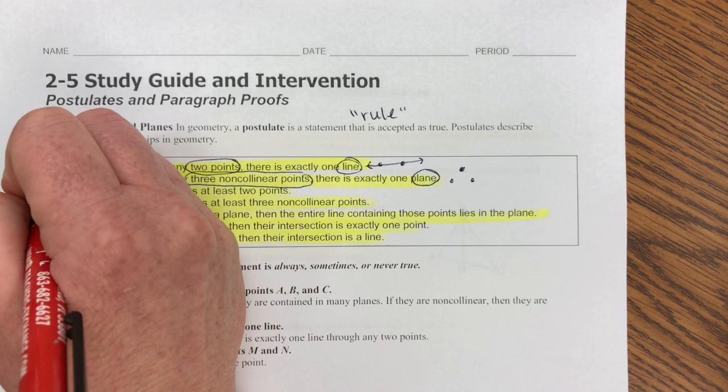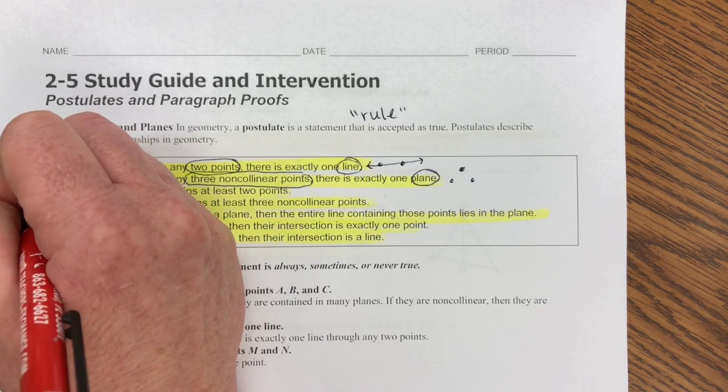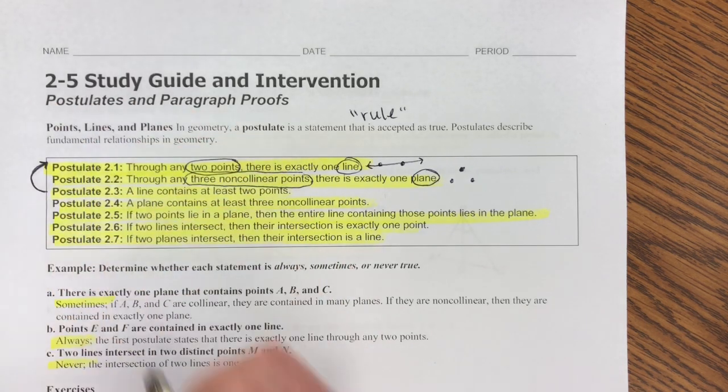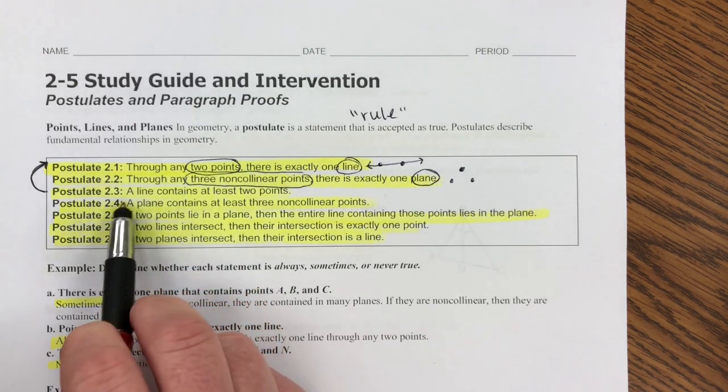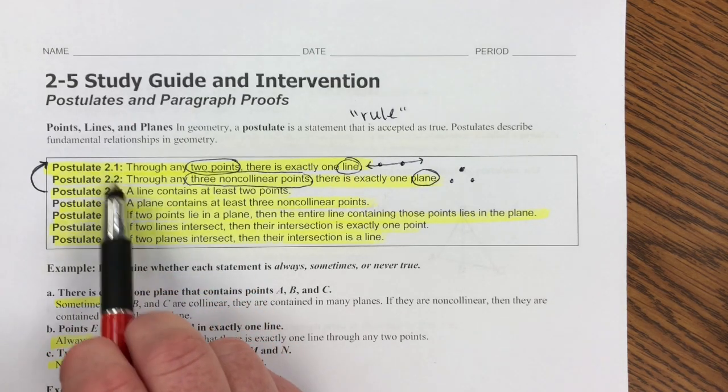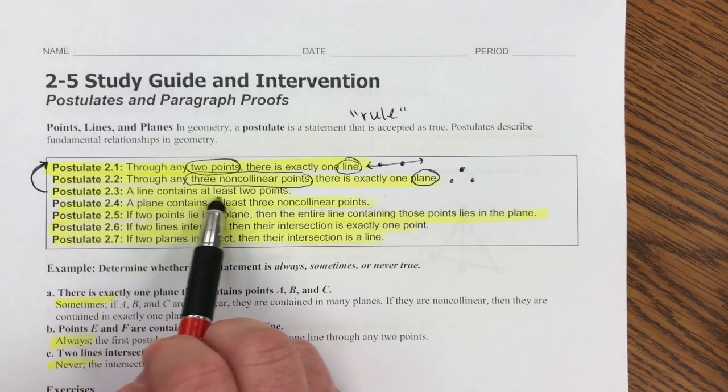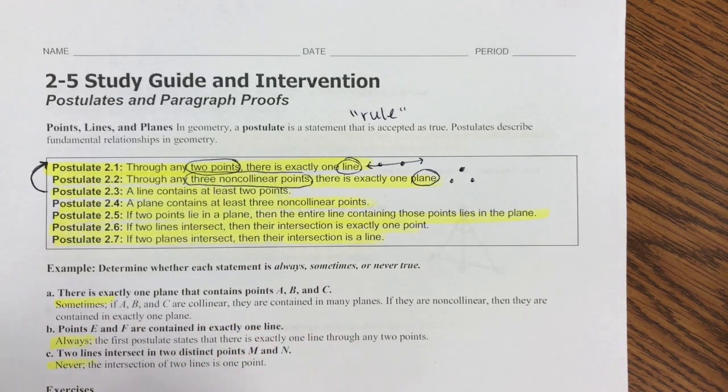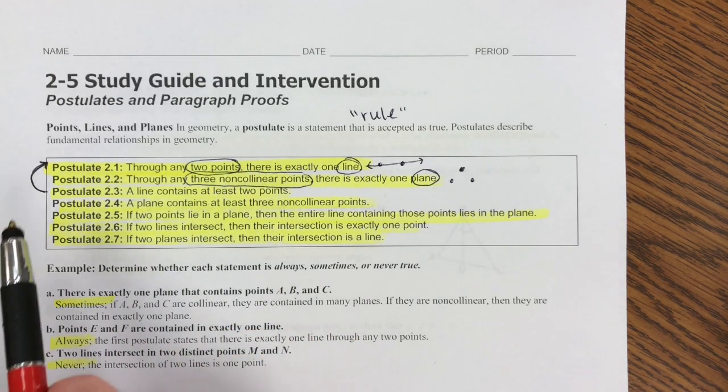2.3, a line contains at least 2 points. This goes with this guy. They sound similar, right? Actually, I get them confused all the time. It depends on which one you use, depends on the order of the problem that's given. And we'll get to that here in a second. I'll show you exactly what I mean.